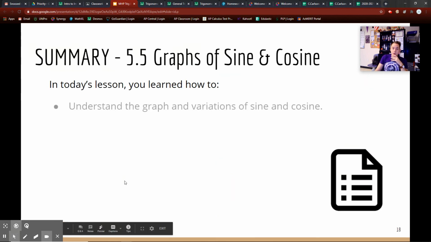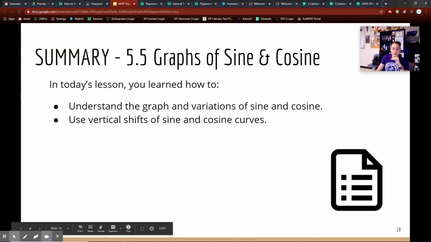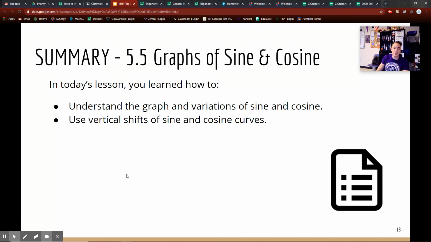Awesome. We learned how to understand the graphs and variations and transformations of sine and cosine, as well as vertical shifts of the sine and cosine curves and how it relates to the trigonometric functions. Okay, we also looked at periodic behavior and how it just kind of goes back and forth and fluctuates over and over and over again.